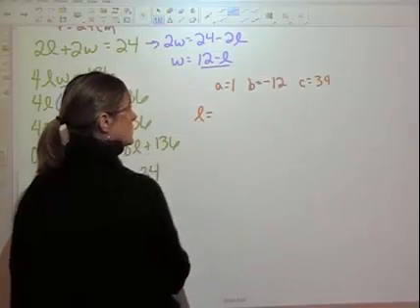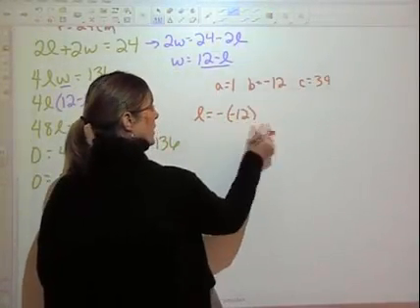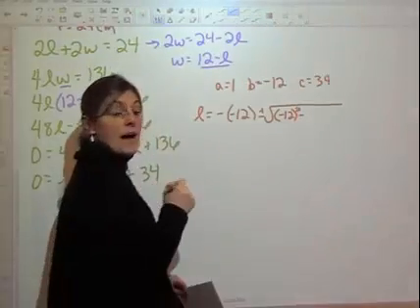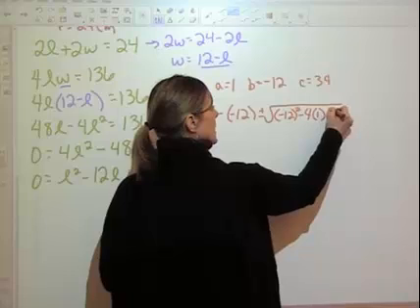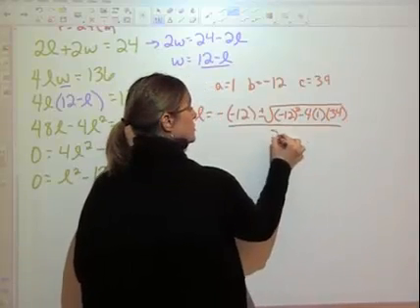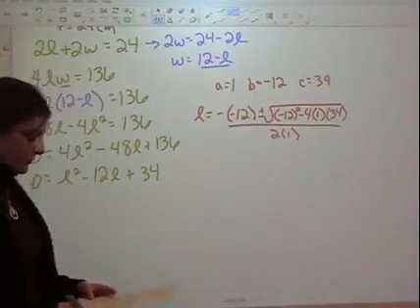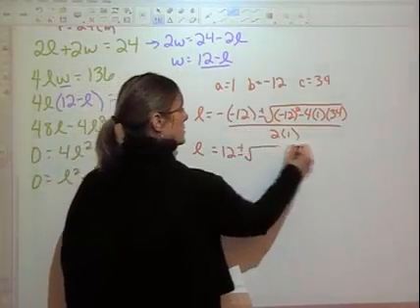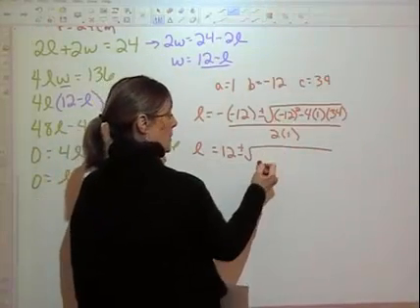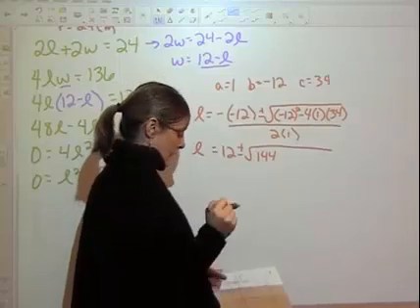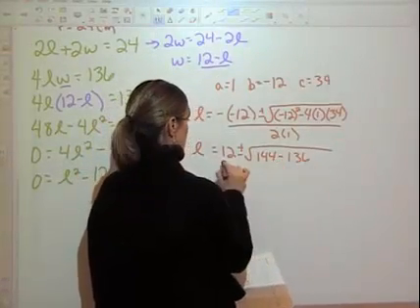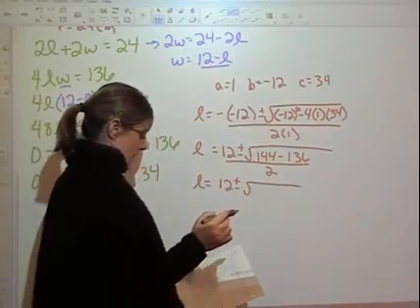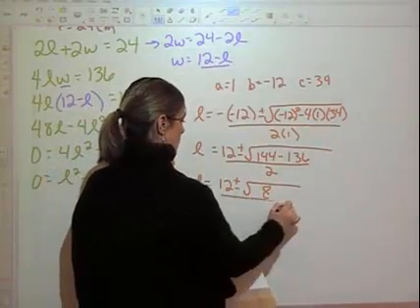So L equals negative B, which is 12, plus or minus the square root of B squared, so negative 12 quantity squared, minus 4 times A times C, all over 2A. All right, so then we get L equals 12 plus or minus the square root of 144 minus 136, all over 2. So L equals 12 plus or minus the square root of 8 over 2.